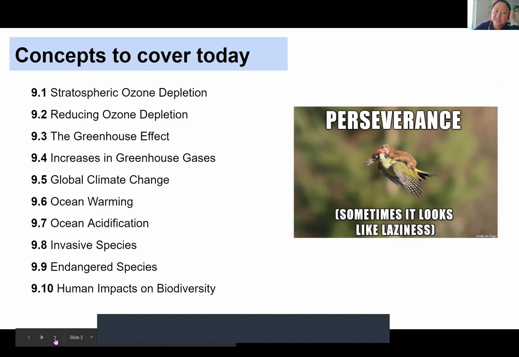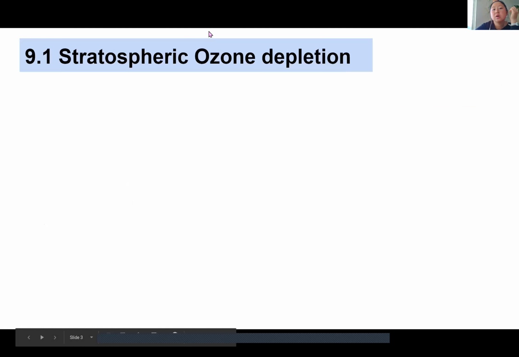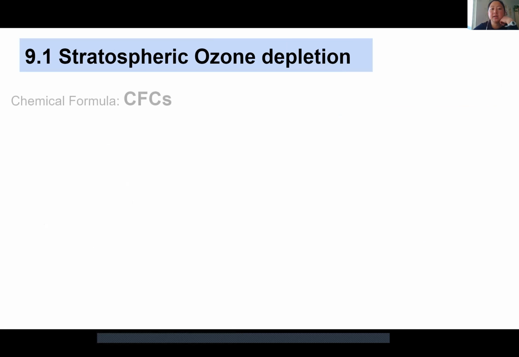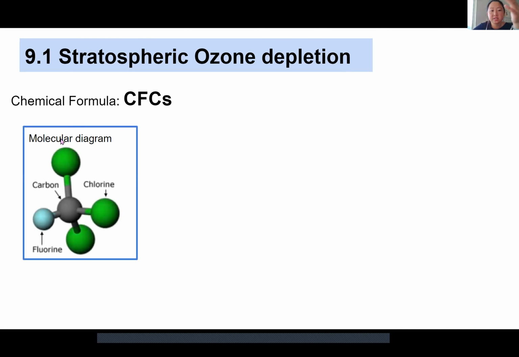All right. So let's start with 9.1 stratospheric ozone depletion. All right. So we know that the stratospheric ozone is that good ozone that protects us, right? And it is being depleted by, if we remember, CFCs from quarter 2. So those are chlorofluorocarbons. And remember, CFCs are completely man-made. So although it's organic because it has a carbon in it, it is synthetic. It doesn't occur naturally. So this is what a CFC looks like. There's carbon, there's 3 chlorine atoms and a fluorine.